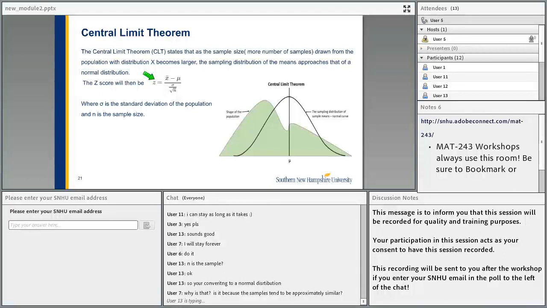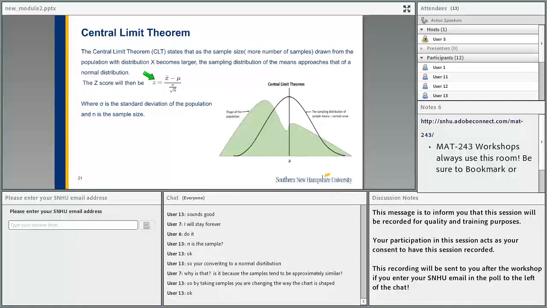Yeah, you're right. It's because the samples tend to be approximately similar. You are right in that. So the idea is when you take many samples and then you study all the different samples and you find the mean, you do end up with a curve that is very much like a normal curve. Correct. So you take many samples, and when your sample size goes on increasing, the greater is the size, the better is your curve.